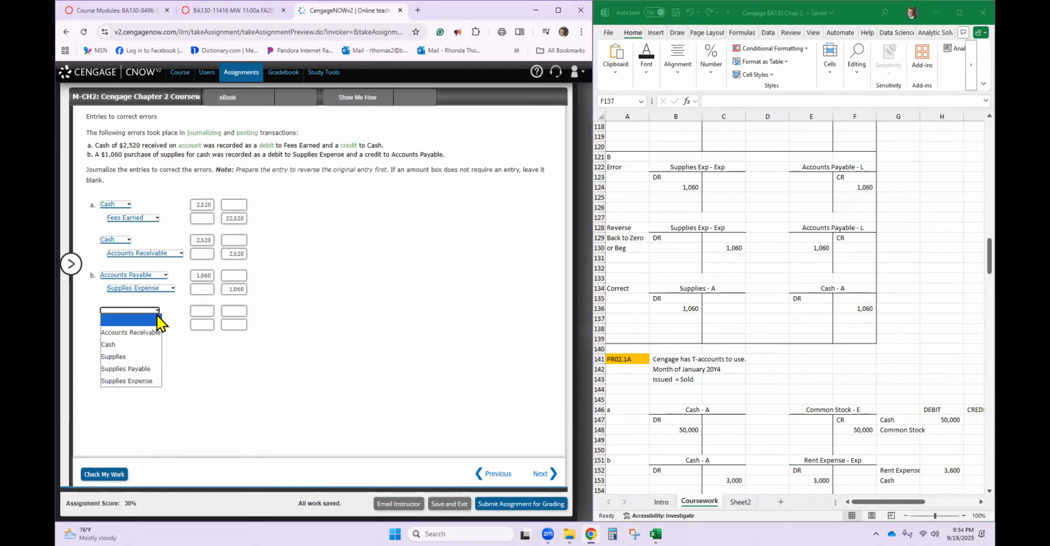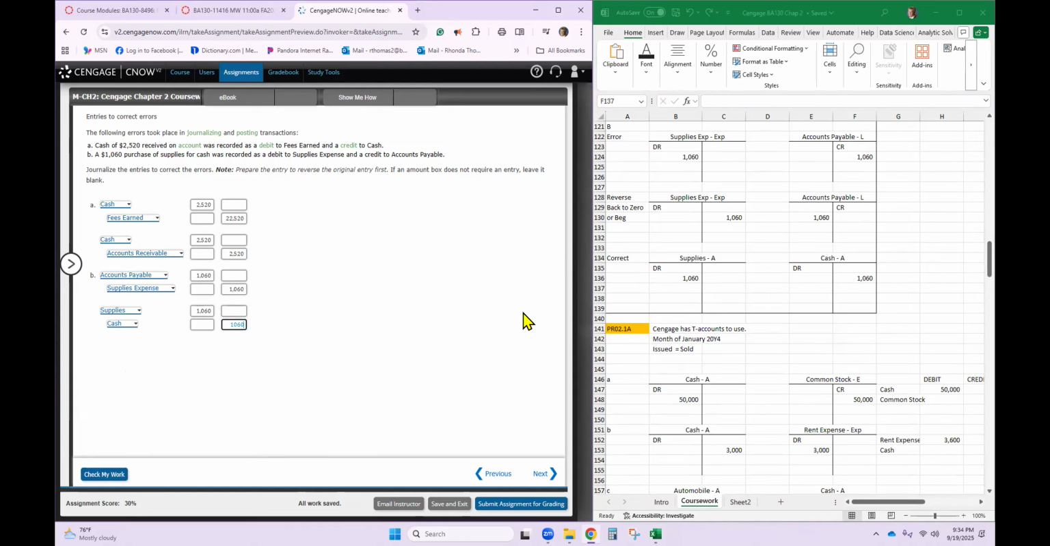And then the fix, the correct. Okay, so we received supplies, okay, and we paid cash for it. See how much easier it is just to reverse it completely and then put in the correcting entries.